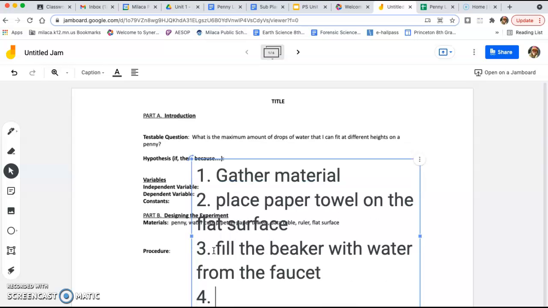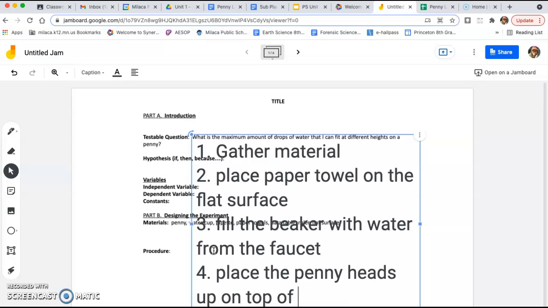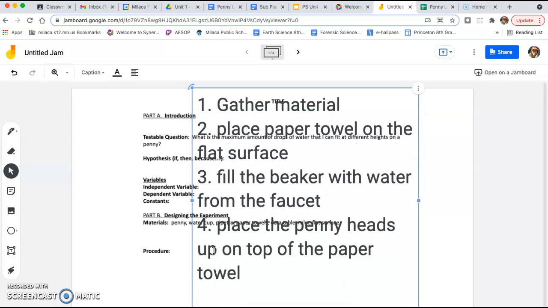And then you guys helped me out and we said place the penny, and remember I said it needs to either be heads or tails. It needs to be consistent the whole time. So I don't care what you choose as long as you choose one. So I'm just going to say place the penny heads up on top of the paper towel. Okay. And then step 5 was something like fill the pipette with water from the beaker.